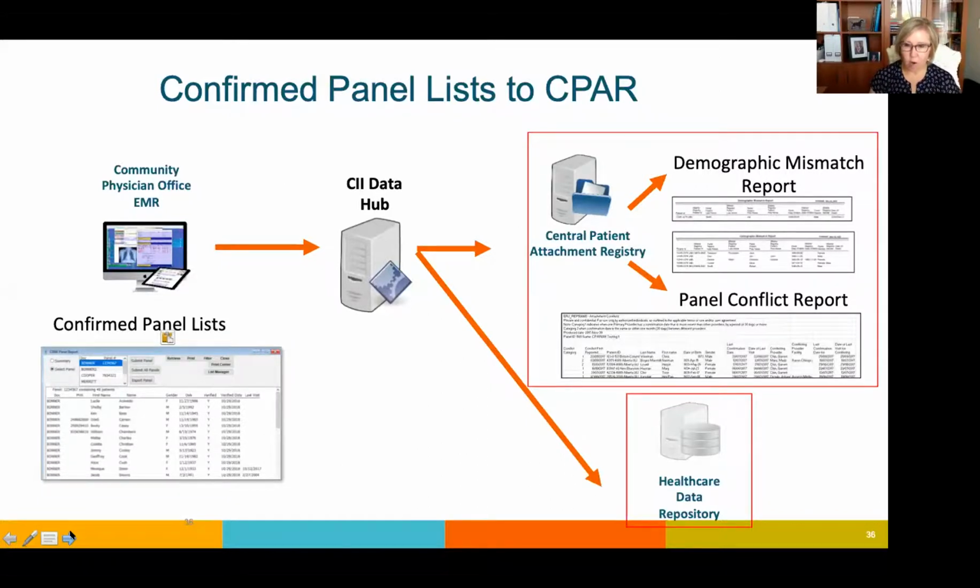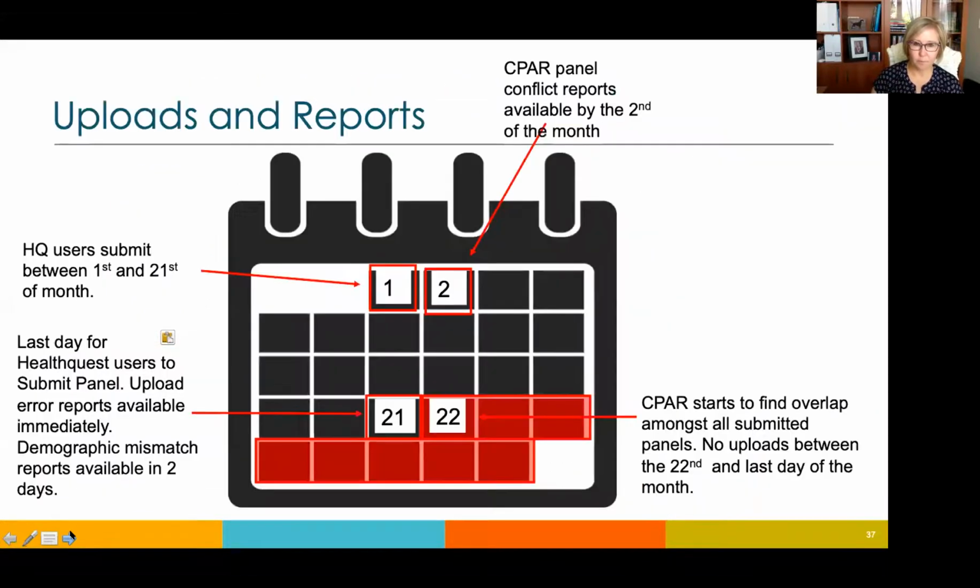The second report is the panel conflict report, and this will indicate to the participating physician or nurse practitioner any patient on their panel that is on another participating physician or nurse practitioner's panel anywhere in Alberta. It indicates the last date seen and the last date confirmed for both providers, and it gives some demographic information of the other provider. This information is copied to the healthcare data repository as well.